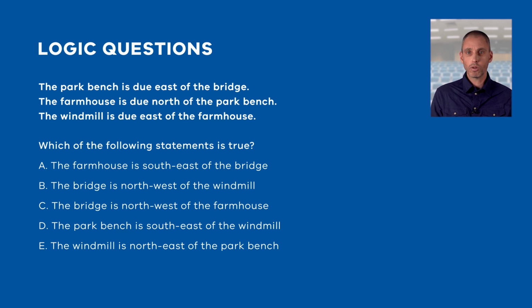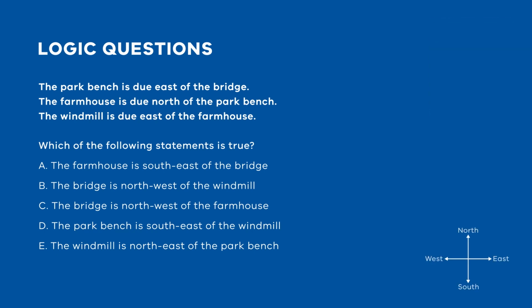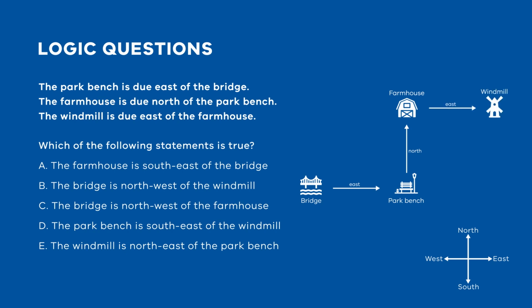First, let's draw the compass points. Now let's go through each of the statements in the question and draw the positions of the objects. The park bench is due east of the bridge. The farmhouse is due north of the park. The windmill is due east of the farmhouse. Now let's read the answers to see which one is correct.